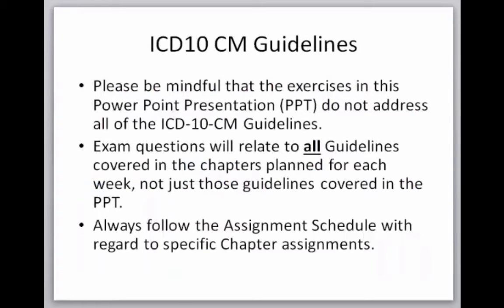As with many of our chapters, the exercises in this PowerPoint do not address all of the guidelines. Exam questions can relate to all the guidelines covered in the chapters planned for each week. Always follow your assignment schedule with regard to specific chapter assignments.